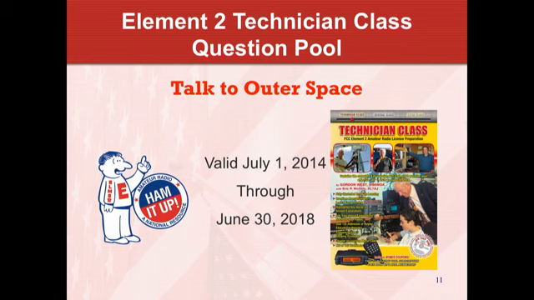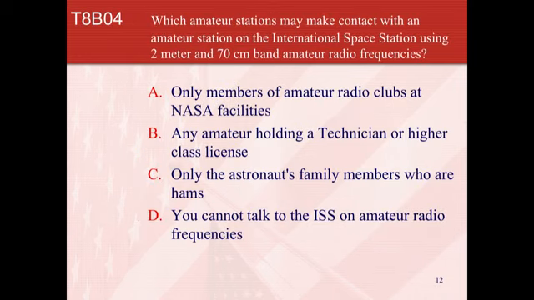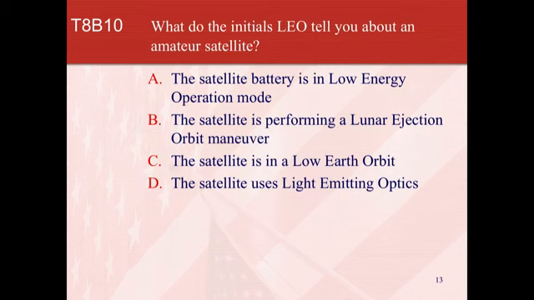Quick one, eh? Let's go to the question pool. Which amateur stations may make contact with an amateur station on the International Space Station using 2-meter and 70-centimeter amateur radio frequencies? B is right. What do the initials LEO tell you about an amateur satellite? C.